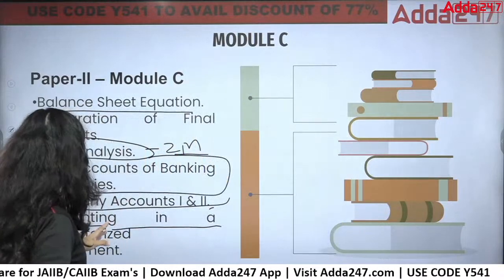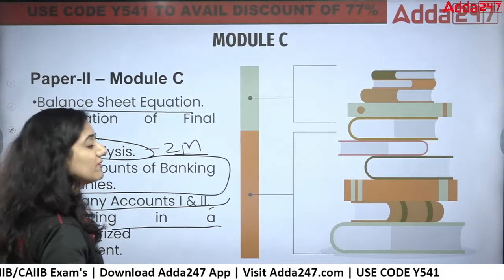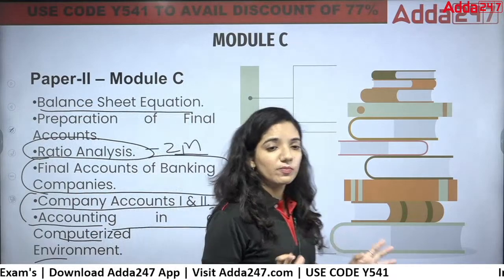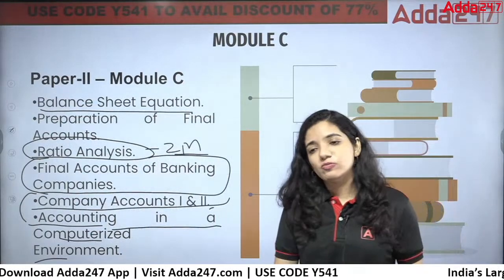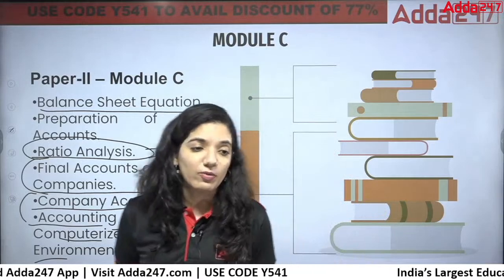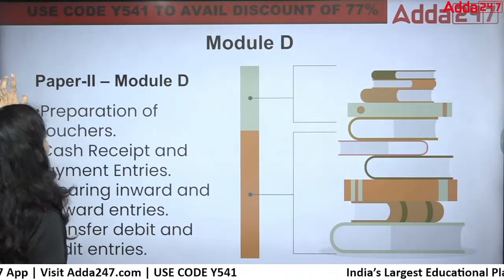Now here we have the share capital, we have the forfeiture, we have the share reissue. These 2-3 topics are extremely important and again asked in 2-marker as well as in terms of 1-marker questions. Okay. Now moving on to the module D.